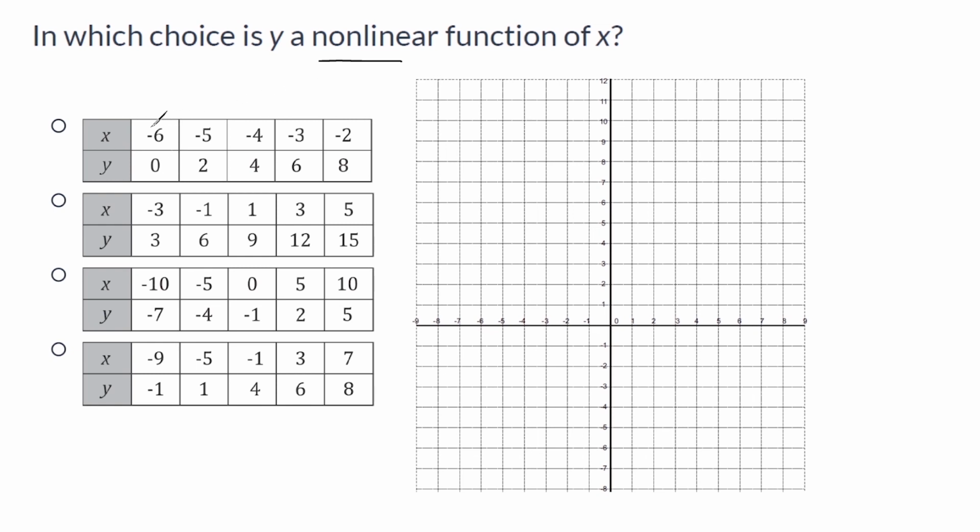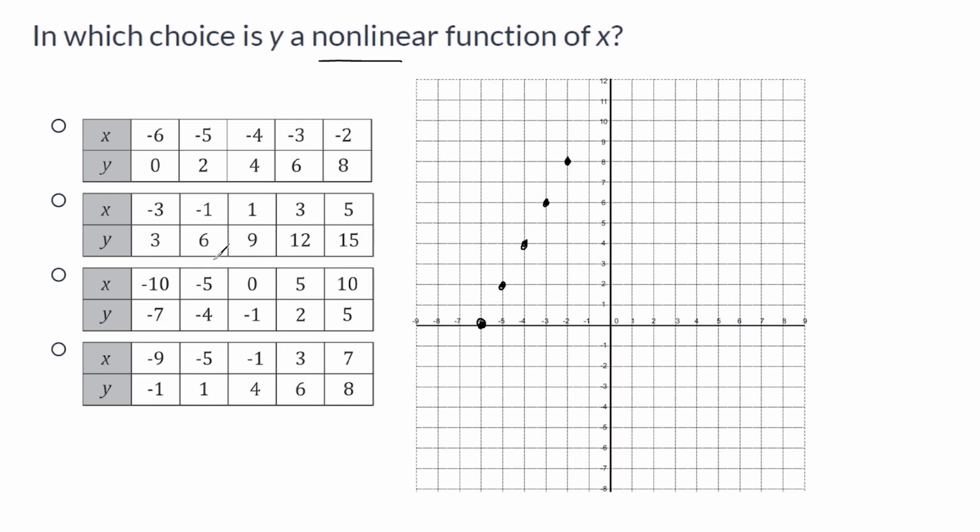So the first point is located at -6, 0, which is right here. The next point is -5, 2, -4, 4, -3, 6, and -2, 8. And we can clearly see that these points would form a straight line, so it is a linear function.